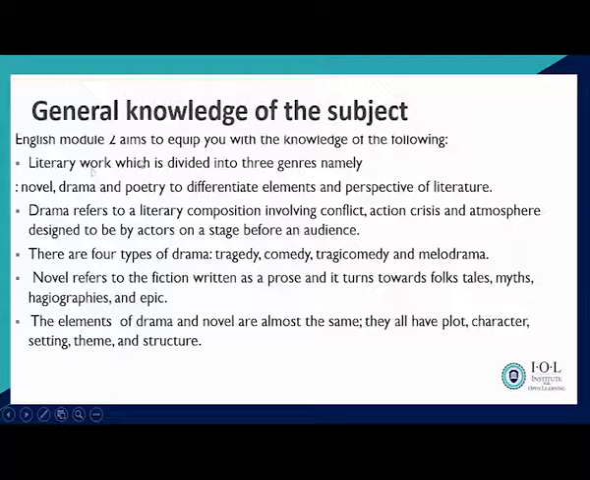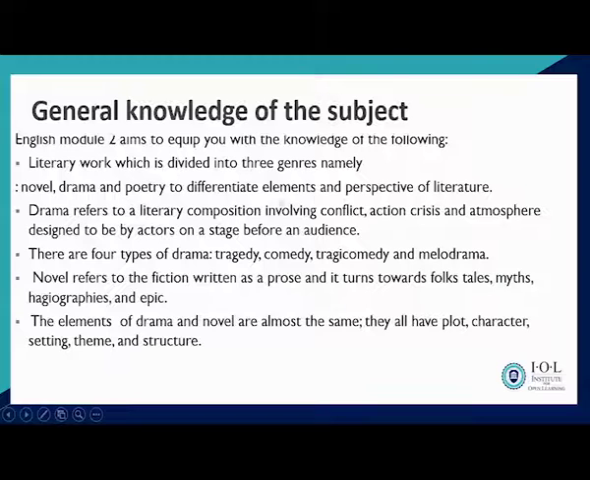Literary work, which is divided into 3 genres: the novel, the drama, and the poetry. These are the things that are covered under this module. You are learning about the literature, the literary section, which is in the other book, written by Latrin and Pincus. Now, what is this literary work? I have just mentioned them as they are listed here, so let's define them.